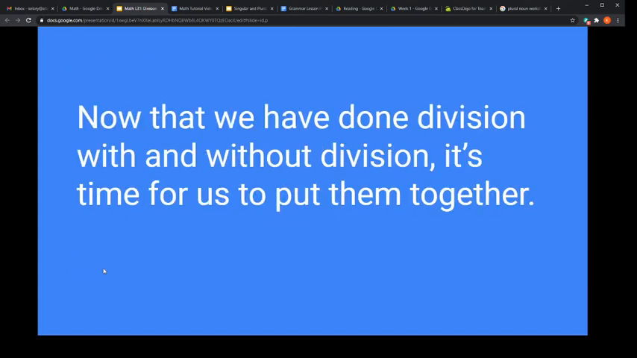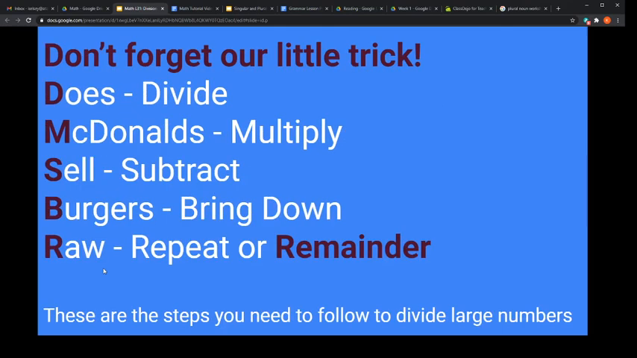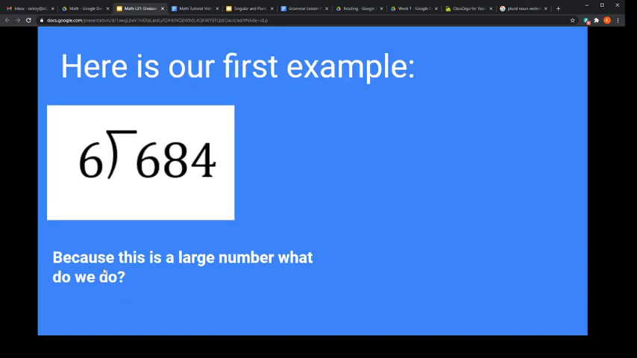Now that we've done division with and without remainders, it is time for us to put them together. So don't forget our little trick. Remember, does McDonald's sell burgers raw? Divide, multiply, subtract, bring down, or repeat/remainder. Okay, so first example is 684 divided by 6.